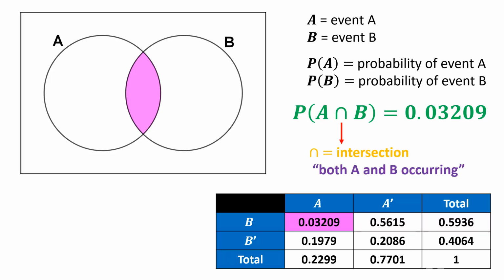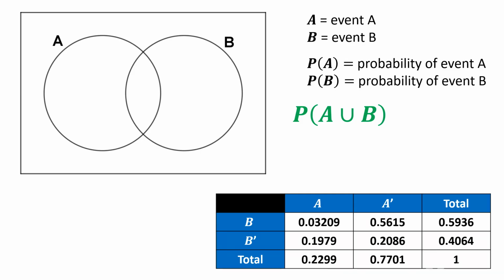Now, this symbol is called the intersection. So we say the probability of A intersect B. We often like to use the word and instead of intersect. So it's the probability of A and B. It's both A and B occurring.